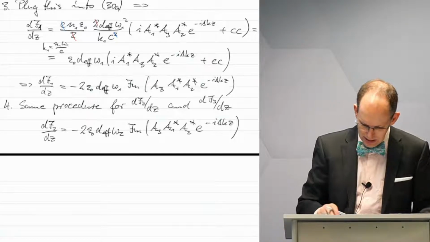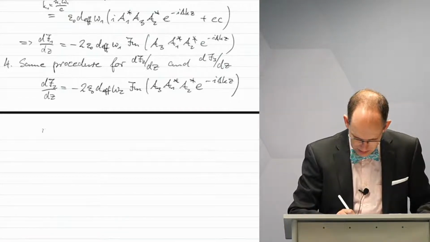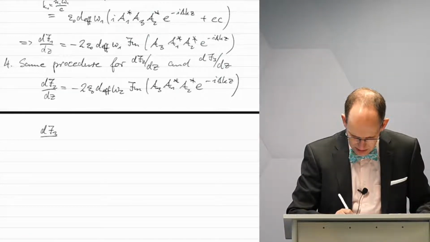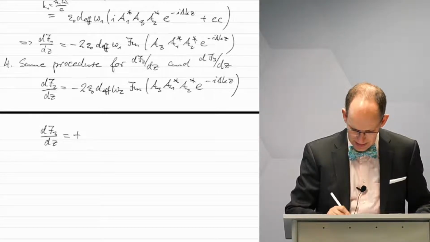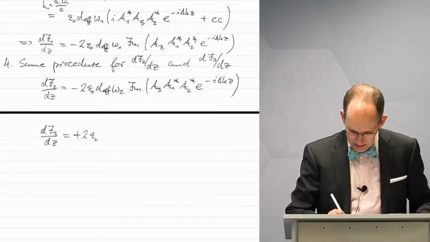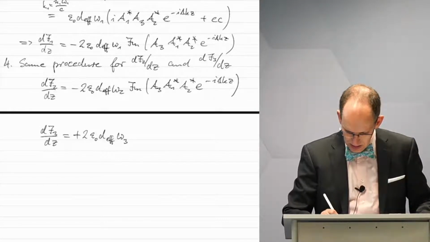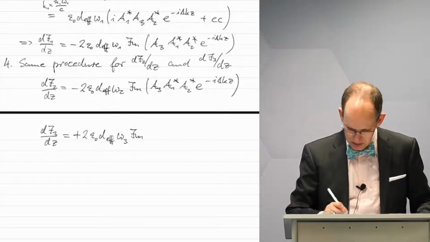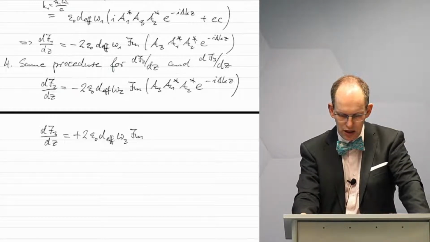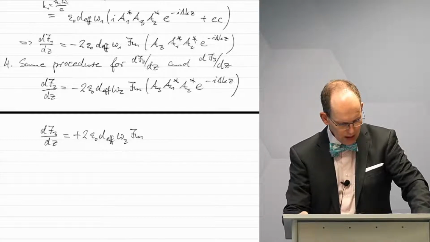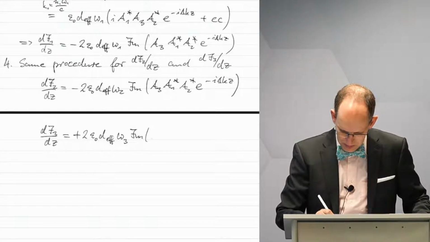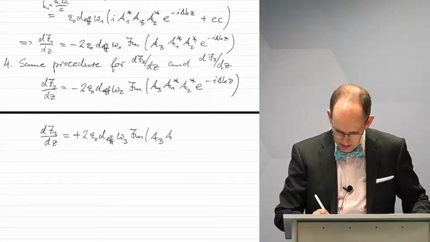Right? And then guess what we get for intensity 3? Well, there's one difference. We have a plus sign. But the rest is the same. Just omega 2 changes into omega 3. But we have this here.